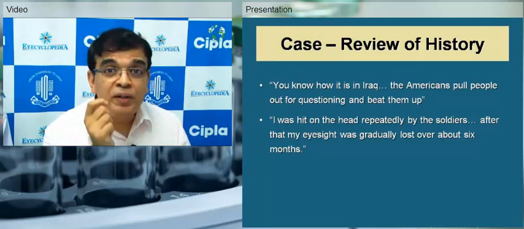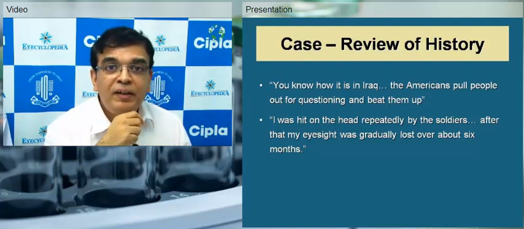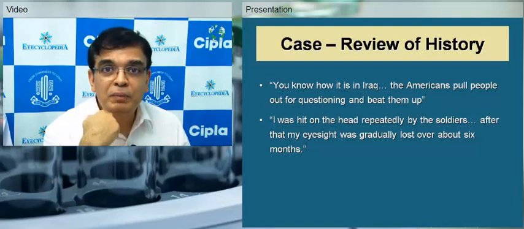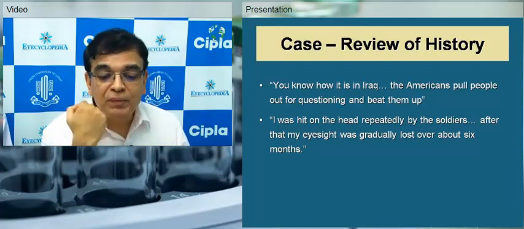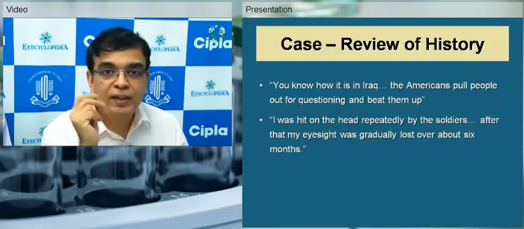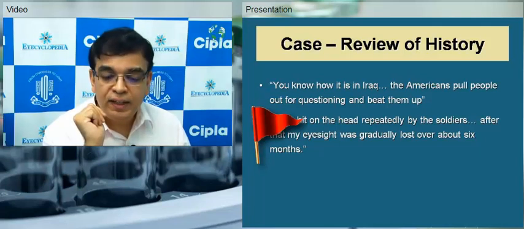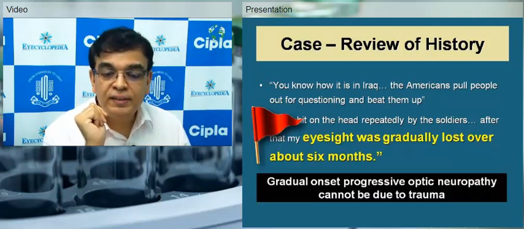I said, what exactly happened at that time? So he said, you know how it is in Iraq, the Americans pull out people for questioning, and sometimes they get beaten up, and I was hit on the head repeatedly by these American soldiers, and after that my vision slowly went down over 6 months. I lost my sight. I said, aha, that's an important red flag there.